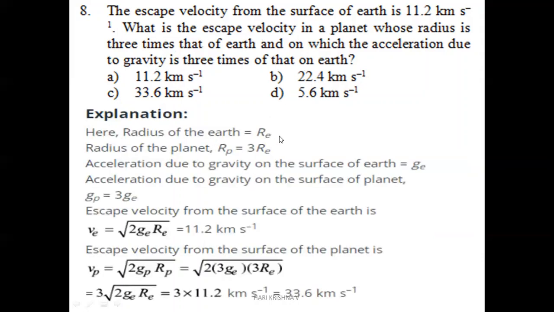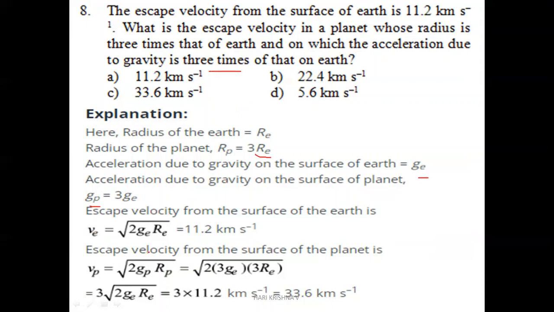So next question. The escape velocity from the surface of Earth is 11.2 kilometer per second. What is the escape velocity on a planet whose radius is 3 times that of Earth? They're asking about a planet with 3 times the Earth's radius and acceleration due to gravity 3 times that of Earth. The radius of Earth we take as RE, and the radius of the planet is given as 3 RE. The acceleration due to gravity is g, then gP is equal to 3 times g.